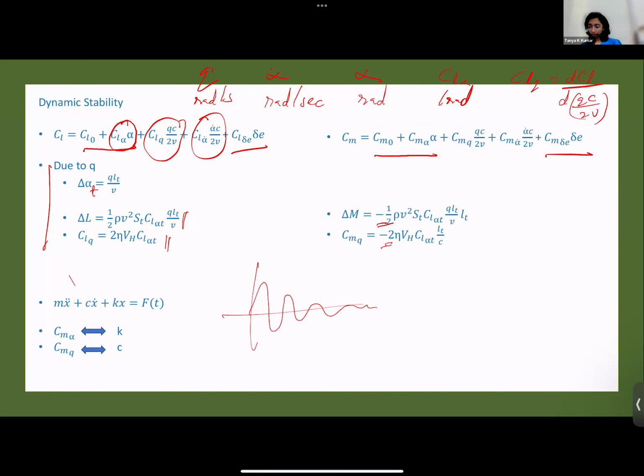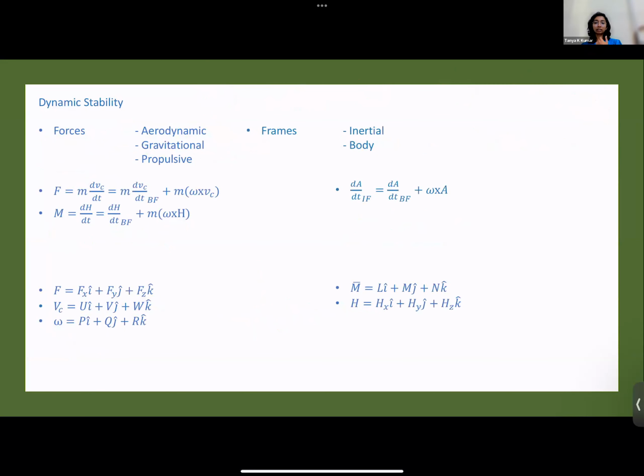Then we saw what are the different kinds of forces that are required for this analysis. We have aerodynamic, which is the lift and the drag, gravitational, the weight of the aircraft, and propulsive, the thrust. And then we saw the two frames, that is the inertial and the body, and we saw the relationship between the two frames given by this transport theorem. Okay, so this is the transport theorem.